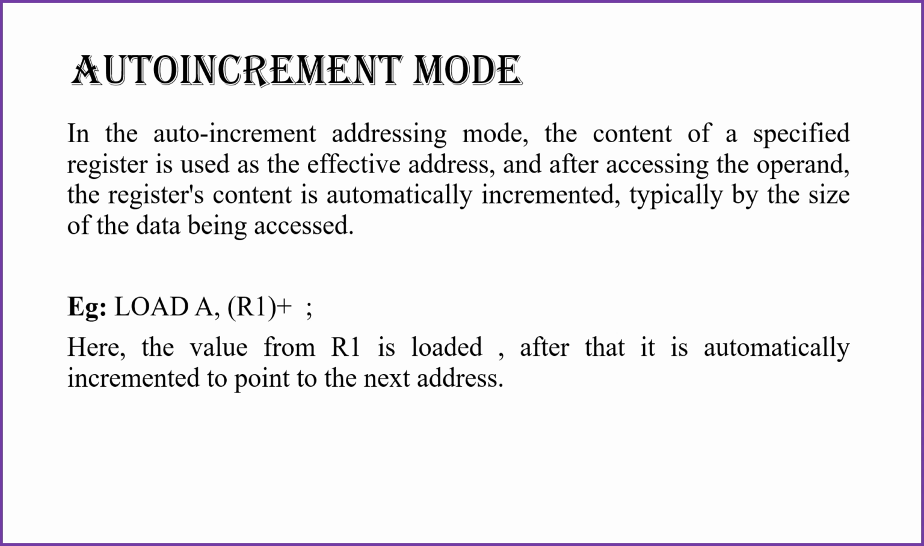Here we have the auto increment addressing mode. In auto increment addressing mode, a register holds the memory address of the operand. After accessing the operand, the CPU automatically increases the register value to point to the next memory location. This is useful for reading data sequentially, like processing elements in an array. The example given here is load A, R1 plus. Here, the CPU fetches the value from the memory location which is stored in R1. After fetching, it automatically increases R1 to point to the next memory location.